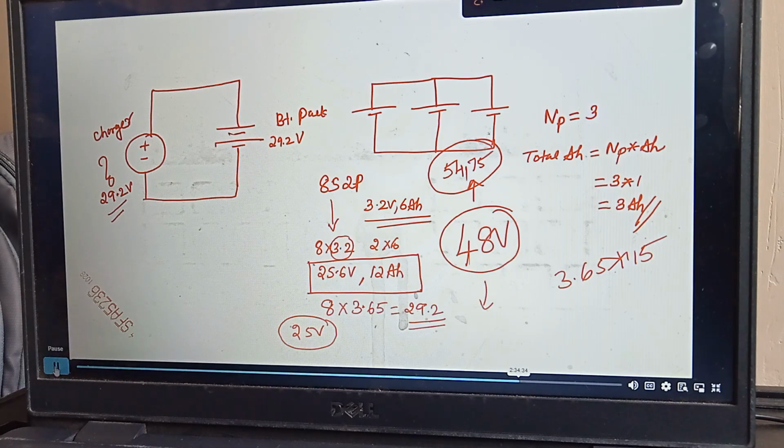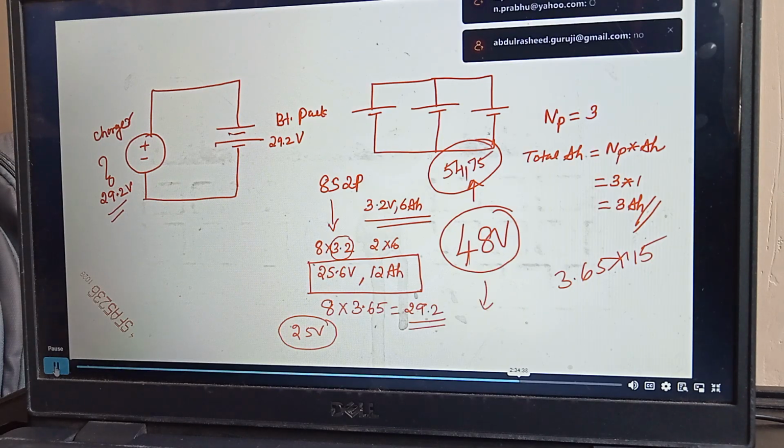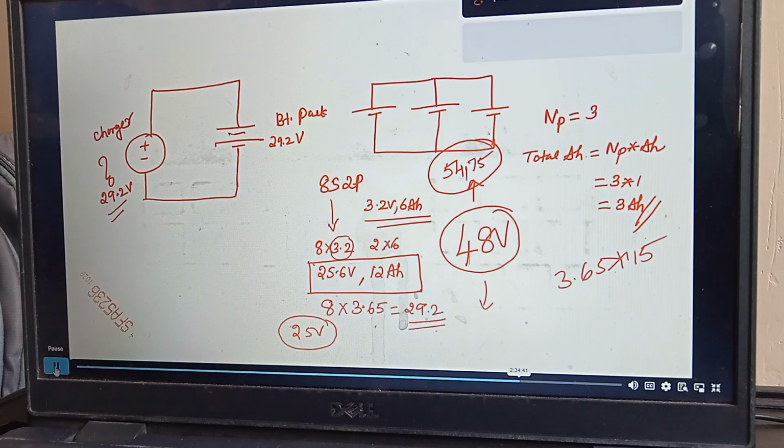The charger is 29.2 and the battery is 29.2. Now what is the benefit here? Because your battery pack needs 29.2, that is the maximum voltage it can charge. But after reaching 29.2, your battery should not receive any current. So if the charger is 29.2 and you forget to cut off, no current will flow.